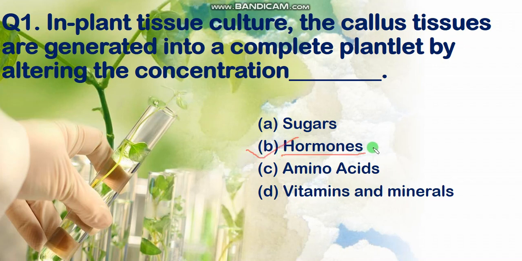By altering the concentration of hormones, it includes auxin, cytokinin, gibberellins, ethylene, and abscisic acid. Here, by altering the auxins and cytokinins for regeneration of shoot and root, and for equal amount of auxins and cytokinins results in the callus formation, and increase in the auxin concentrations results in the root development, and increase in the cytokinin concentration results in the shoot development. Likewise, altering the concentration of hormones develop into the complete plantlet.